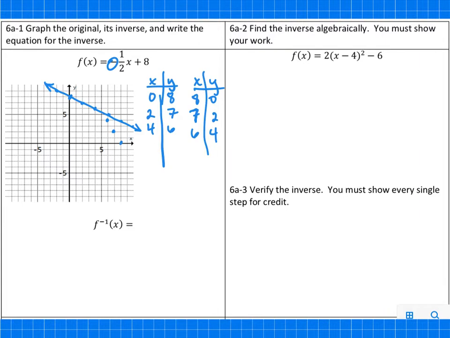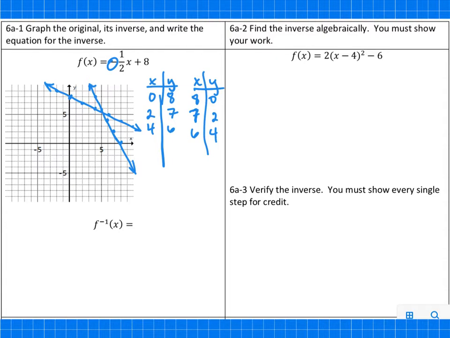This pattern, going by 2s. Your inverse, once you get it graphed, should always be symmetric across this diagonal line, the y equals x line. If it's not, you got something wrong going on. And oftentimes it has to do with negatives because people want to just get rid of negatives for some reason.